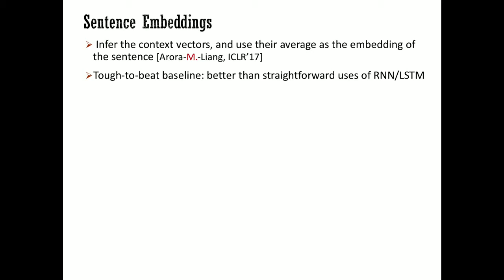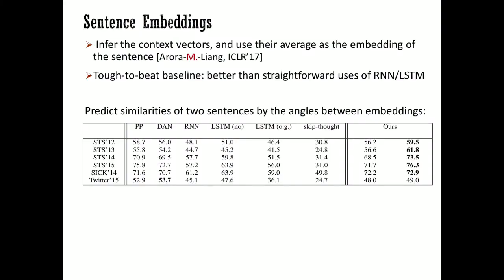It turns out that even this simple idea is a tough-to-beat baseline, which can be better than straightforward uses of RNN and LSTM. We tested on several data sets. One of them is to predict similarities of two sentences by the angles between the embeddings of the sentences. And you can see that some variant of our methods can do better than a bunch of other deep learning-based methods like DAN, deep averaging network, RNN, LSTM, and some variants of LSTM and skip thoughts.